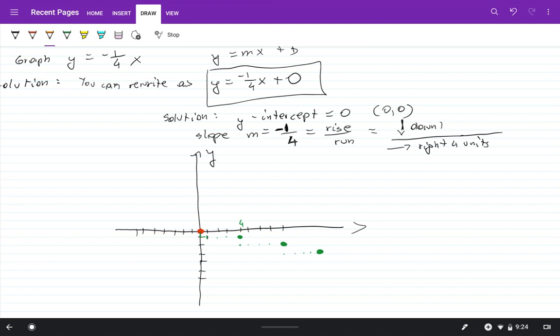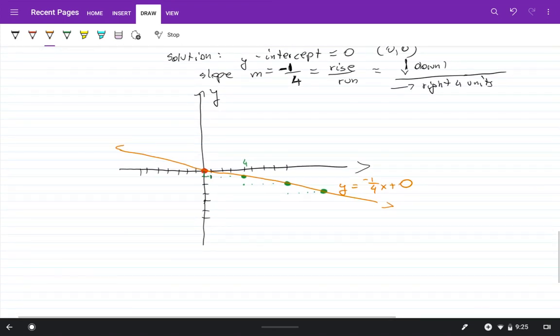So you see this line is not so steep, because the slope is only negative 1 over 4, which is negative 0.25. The absolute value of negative 0.25 is 0.25, which is a small number. That's why this line is not so steep. So this is the graph of the line y equal negative 1 over 4x plus 0. Okay, I think it's enough about graphing.